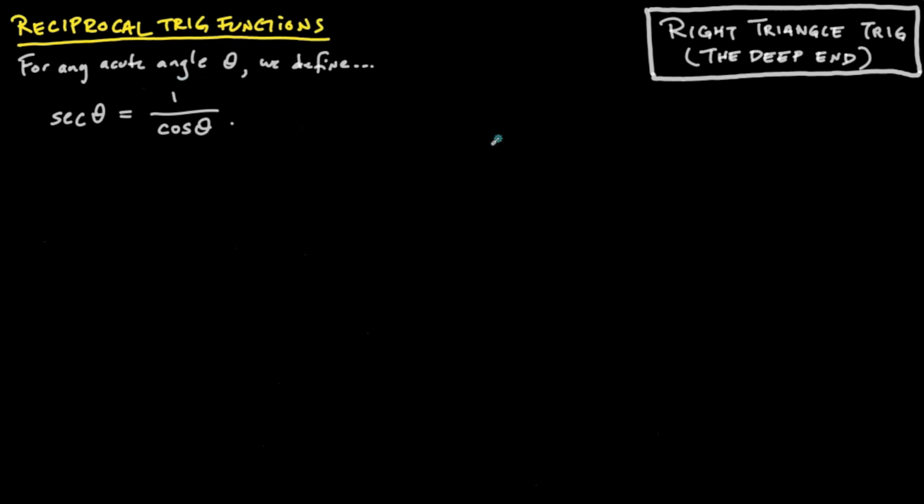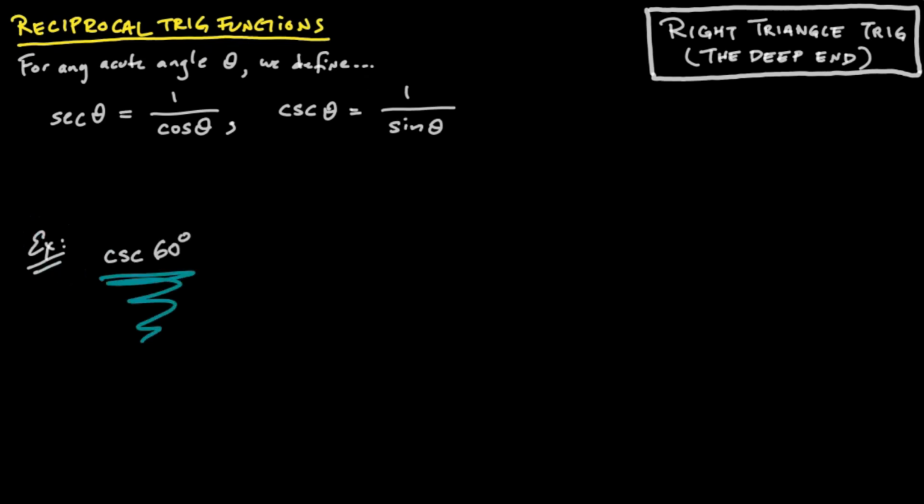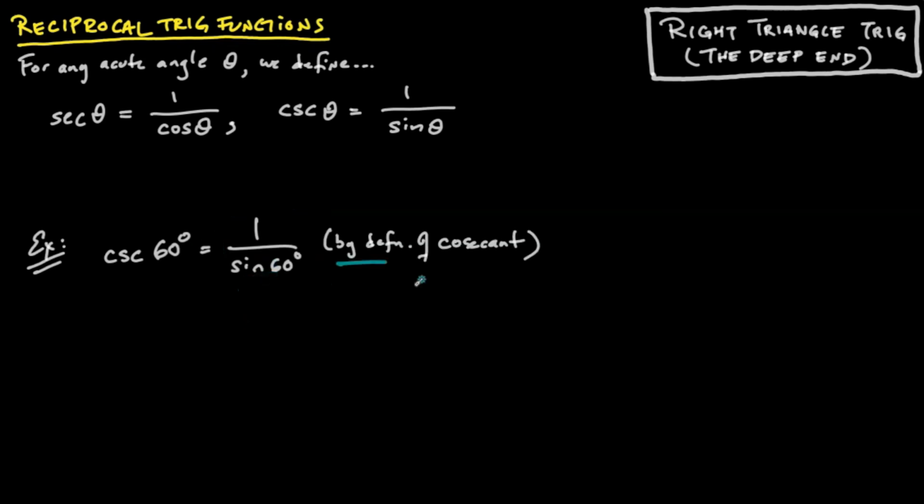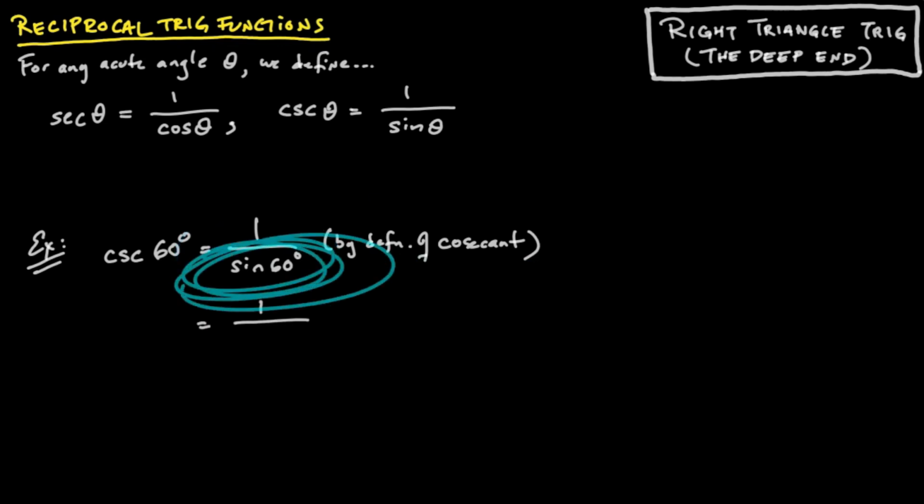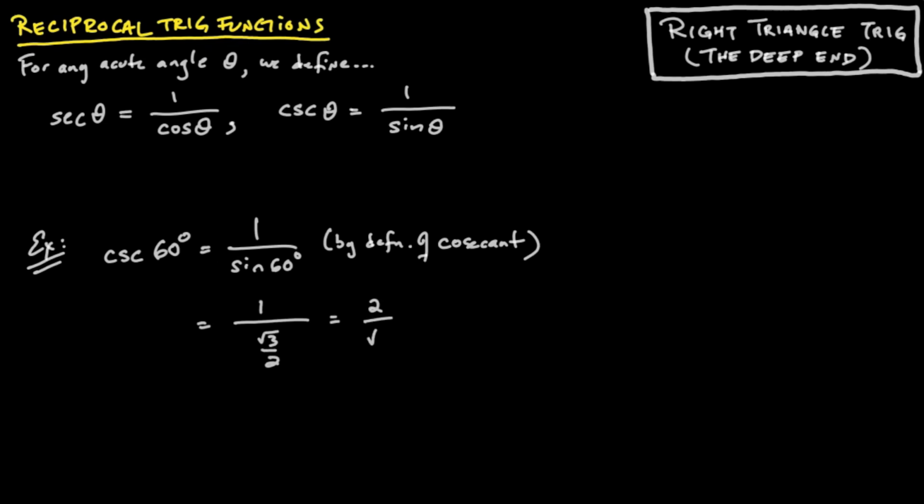And now we will define our other two reciprocal trig functions in the same spirit. This funny looking symbol, CSC theta, which we read as cosecant of theta, we define to be the reciprocal of the sine of theta. So for example, the cosecant of 60 degrees is simply 1 over the sine of 60 degrees by the very definition of cosecant, and we can evaluate that exactly because the sine of 60 degrees, as you memorized last time, is root 3 over 2. So taking its reciprocal, we get 2 over root 3, or if you want to rationalize the denominator there, 2 root 3 over 3. And we have it.